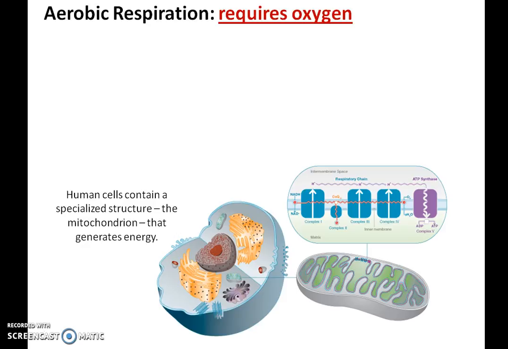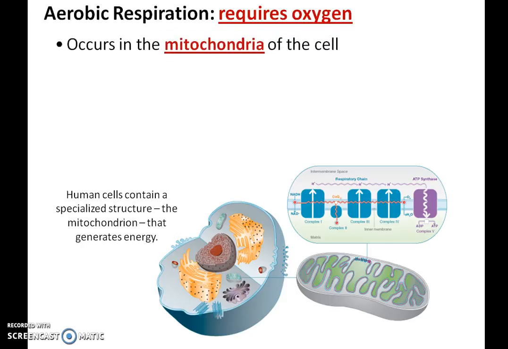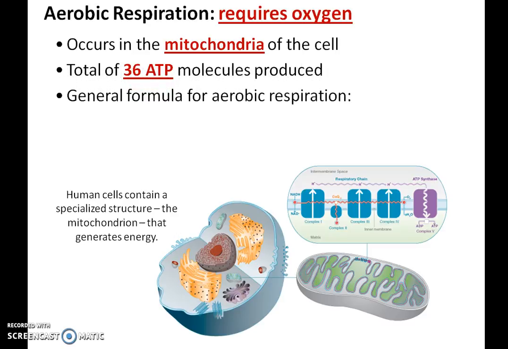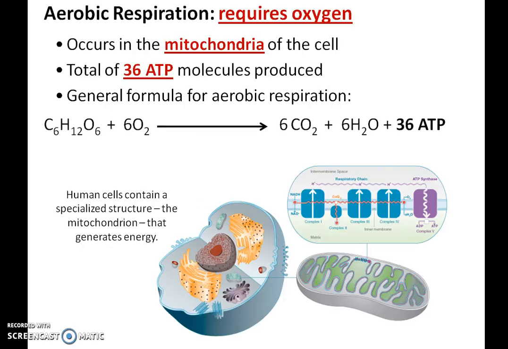Aerobic respiration, as I said, requires oxygen. It occurs in the mitochondria. And when we are finished, you get a total of 36 ATP molecules produced. That's a lot of energy. The general formula for aerobic respiration is C6H12O6 plus 6O2 yields 6CO2 plus 6H2O plus 36 ATP.